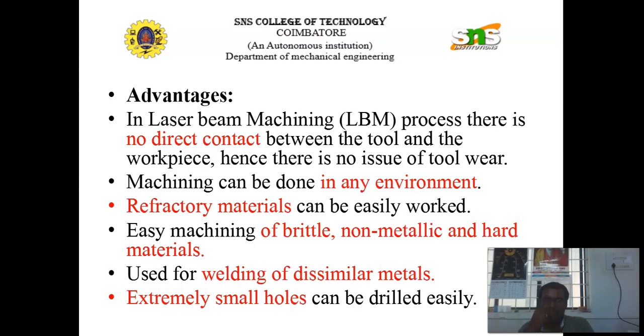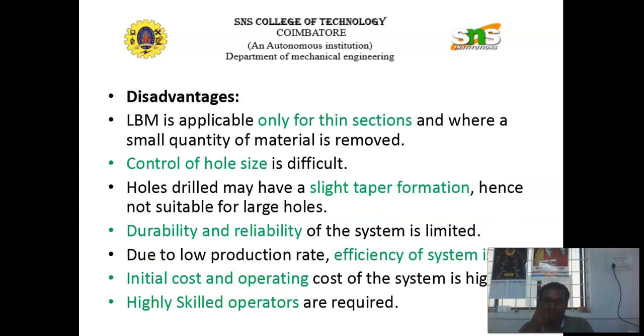Advantages of the laser beam machining process: there is no direct contact between the tool and the workpiece. Hence, there is no issue of tool wear. Machining can be done in any type of environment. Next, refractory materials can be easily worked. Easy machining of brittle, non-metallic and hard materials can also be done with the help of the laser beam machining process, and it is used for welding of dissimilar metals. Extremely small holes can be drilled easily.